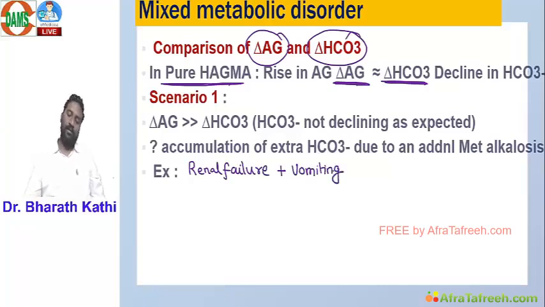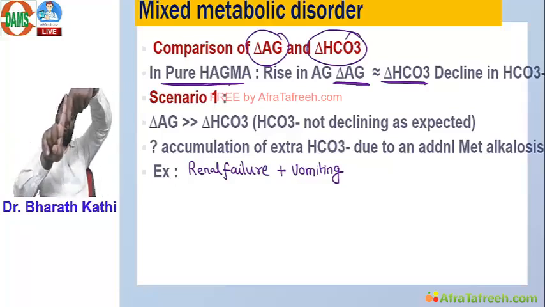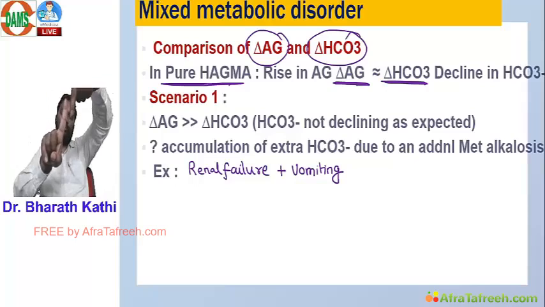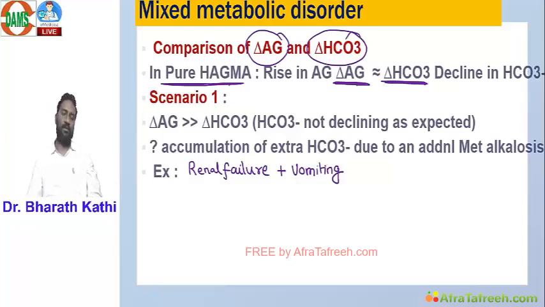Scenario 1 again: if it is a pure high anion gap metabolic acidosis and the anion gap increases by this much, bicarbonate should also fall simultaneously. Bicarbonate is not falling. So something is not allowing bicarbonate to decrease. Some disorder has added bicarbonate to the body. Something which adds bicarbonate is an additional metabolic alkalosis. Example, renal failure and vomiting.